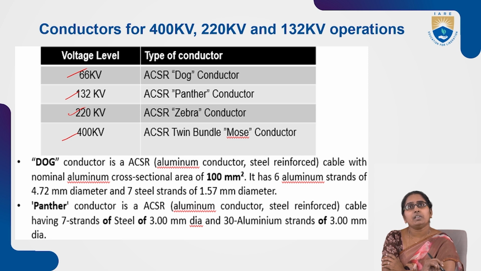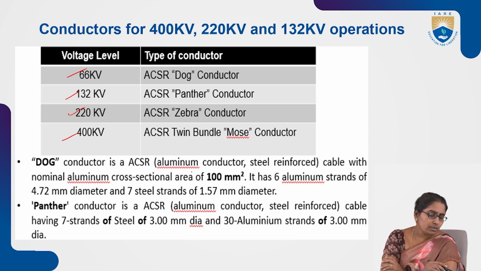Now, first see the dog conductor. Dog conductor is an ACSR cable, aluminum conductor steel reinforced, with nominal aluminum cross sectional area 100 mm square. It has 6 aluminum strands of 4.72 mm diameter and 7 steel strands of 1.57 mm diameter. So that is how this dog conductor has steel strands and aluminum strands.